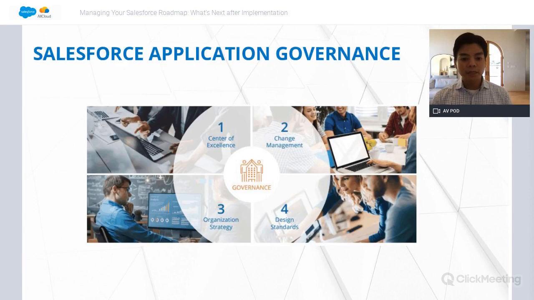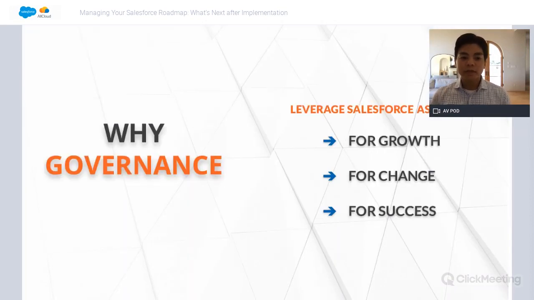And next becomes the question as to why. You may be using Salesforce as a general pipeline and forecasting tool. Maybe it's being used to enable your current support and marketing workflow. And as part of what governance does for organizations that we work with, establishing that really helps companies leverage Salesforce as a catalyst for a number of things. You'll see here for growth, for change and success.